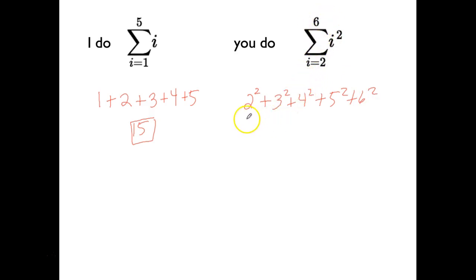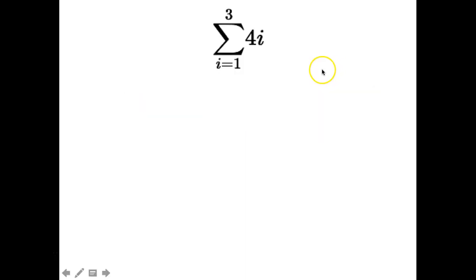Now you would just figure out what each of these are. So 4 plus 9 plus 16 plus 25 plus 36. I don't actually want to add all these together, so I'll let you guys do that if you want to. But whatever the sum of these numbers is, that's going to be the answer to what this summation is. Okay, let's go to the next one.